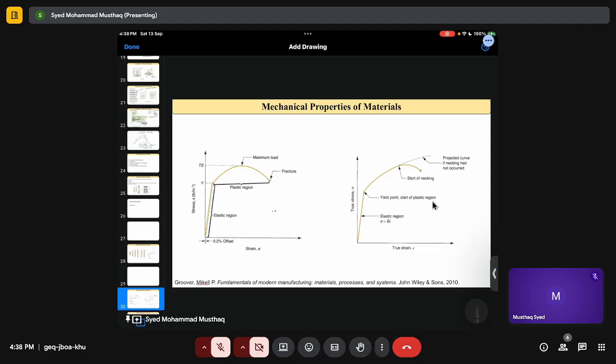Okay. So in engineering stress, my area is constant, so it only depends upon load, and that's why the value gets decreased. But here in true stress my area is also decreasing, that's why this value gets increased. That's all.